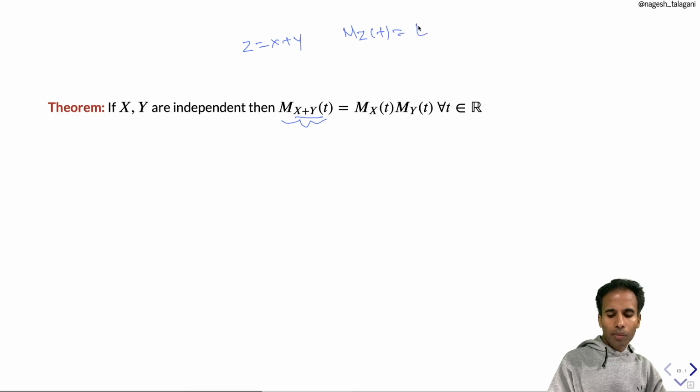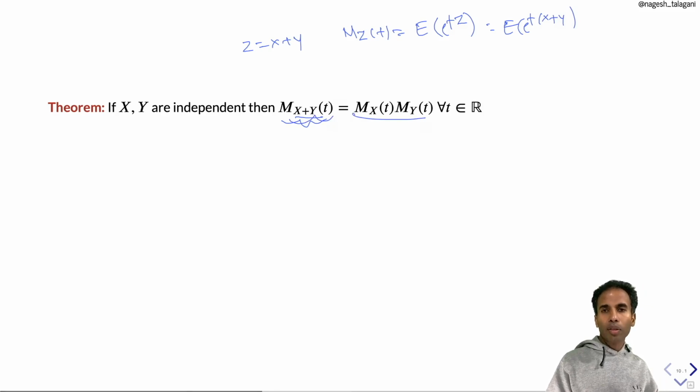It's going to be what by definition? Expectation of e power tz. What is z here? X plus y. Okay, let me start with the left hand side. Let me show that it equals the right hand side.